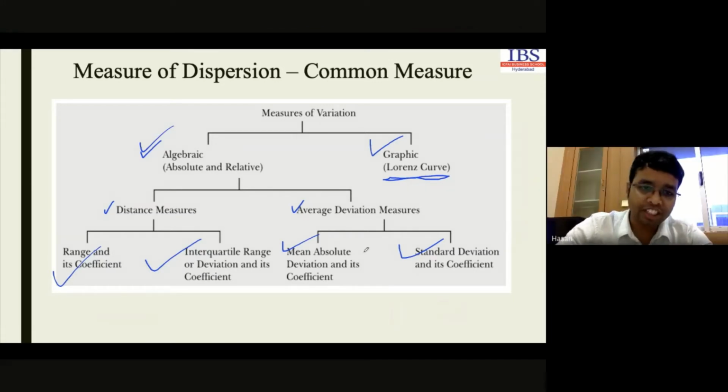We have already discussed this one. One is range and coefficient, which measures the distance, and the interquartile range also decides the position or distance basically. In another way, average deviation considers the mean absolute deviation or square deviation, and then standard deviation and its coefficient. We will discuss them one by one. So the very first one is range.